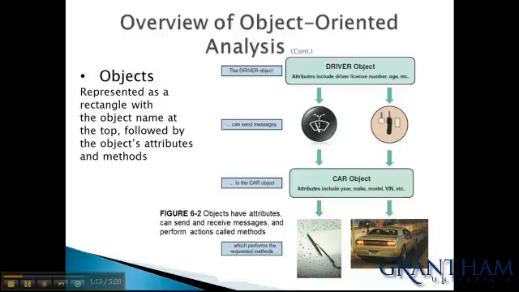When we look at an object, it is represented as a rectangle with the object name at the top, followed by the object attributes and the methods. So in the example shown on the right, you see that we have a driver object that is made up of the driver's license number, the age, etc. And we see that that object can send messages to the car object.